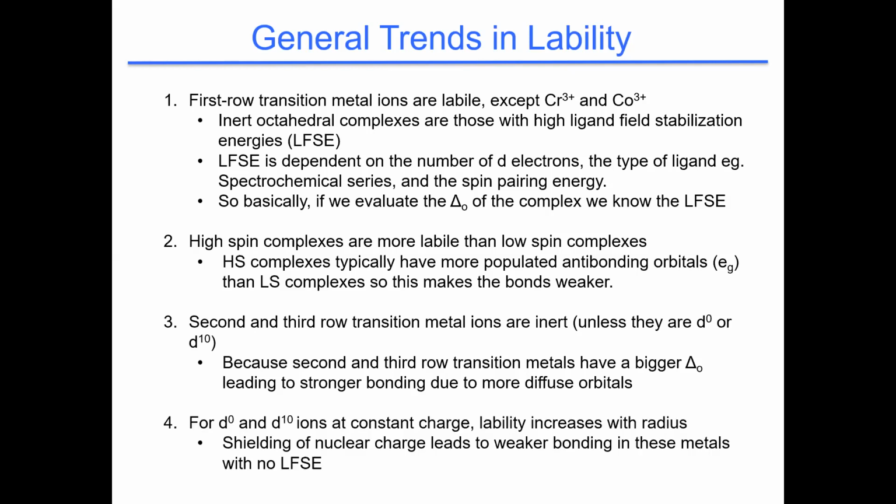Lastly, for d0 and d10 ions at a constant charge, the lability increases with the radius of the metal. This is caused by shielding of the nuclear charge, which leads to weaker bonding in these metals since they have no ligand field stabilization energy.